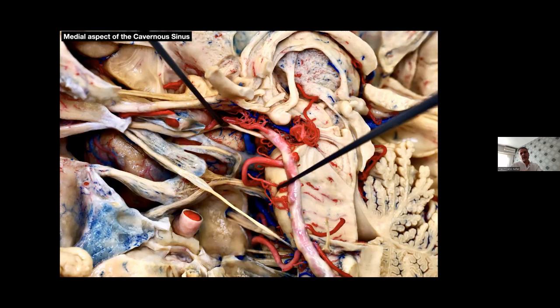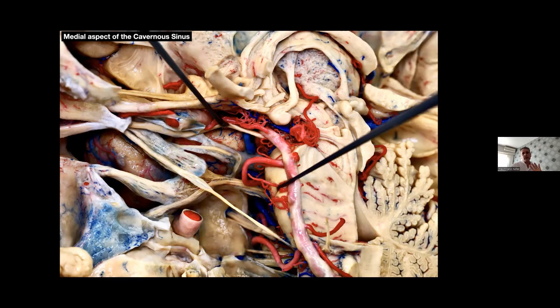Even we can describe from the top to down. For example, we can see the optic tract. Of course, in the lower part, we can see the carotid artery, the ophthalmic artery, the third cranial nerve. We can see very, very well the fourth cranial nerve, V1, V2, and V3, and the different triangles inside of the cavernous sinus. But in this way, we can see from the medial side.